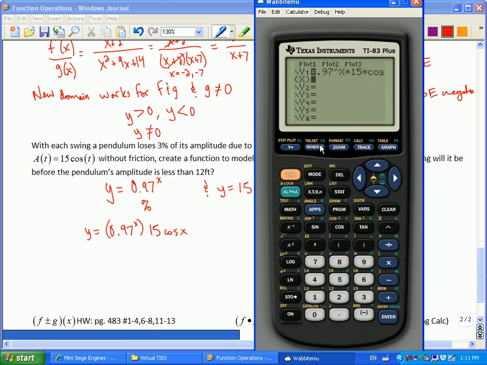And I'm going to have to adjust my window from the last problem. Sure, let's try 50 seconds and see what it looks like. That's going to be a lot, though. Let's try 20. We can always zoom out if we need to. I know the amplitude is, so it's going to be negative 15 to 15 is going to give me that whole picture. And let's have a look and see what we get from the picture.